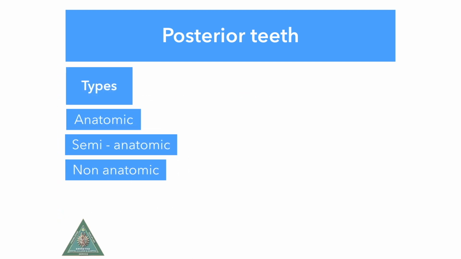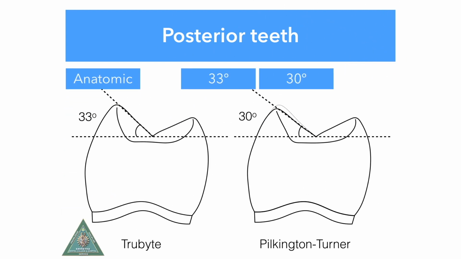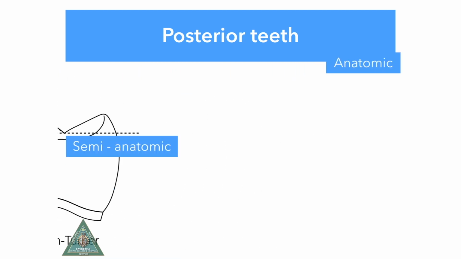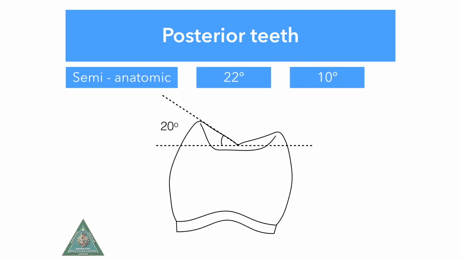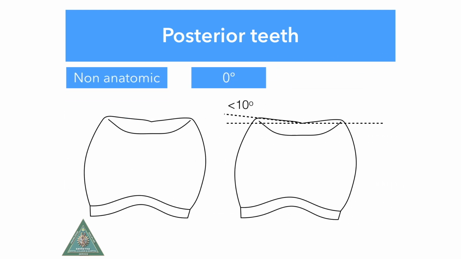So moving on, we see the types of posterior teeth. They are classified based on cuspal angles. Based on cuspal angles, there are three types: anatomic, semi-anatomic, and non-anatomic. Anatomic teeth have 33-degree or 30-degree cuspal angles. The 30-degree teeth are called Pilkington-Turner teeth. The semi-anatomic teeth have 20-degree cuspal angulations. The most common ones in the market have 22 degrees and 10 degrees. And non-anatomic teeth have less than 10 degrees, more commonly 0-degree teeth.